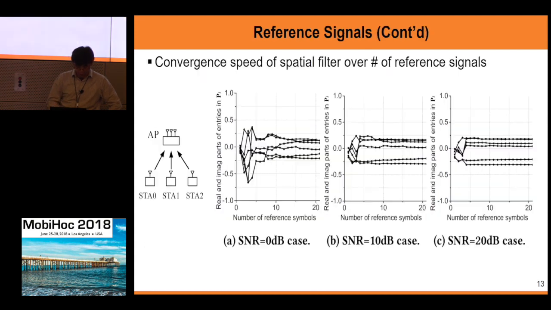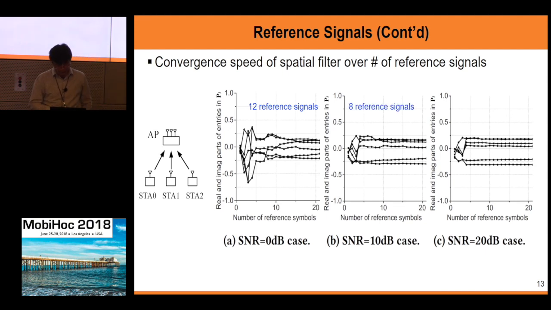And this is for the two-user case, and we also study the three-user case. We do the same study. The x-axis is the number of reference signals, and the y-axis is the real part and the imaginary part of the filter. We can see that in the SNR equal to 0 dB case, the reference signal is pretty much enough.